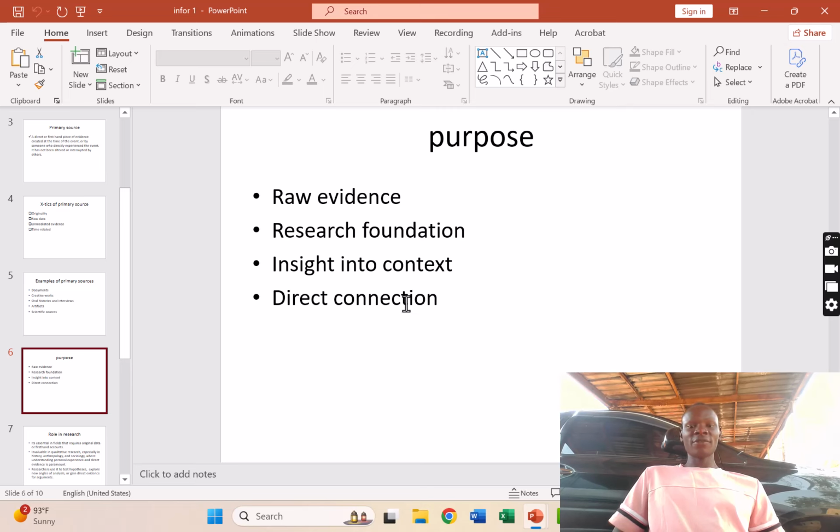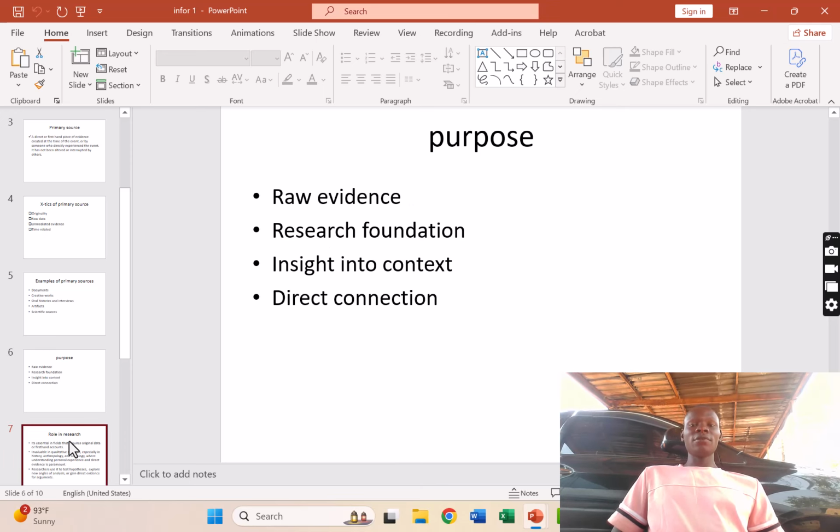Then you also have direct connection. For historical research, primary sources connect directly with the event or figure under investigation, making them invaluable in uncovering the facts of a specific time or place. This is the direct connection: after getting those research findings and the insight after critically thinking about it, then you come with the direct connection. Yeah, I think those are the four purposes of a primary source.